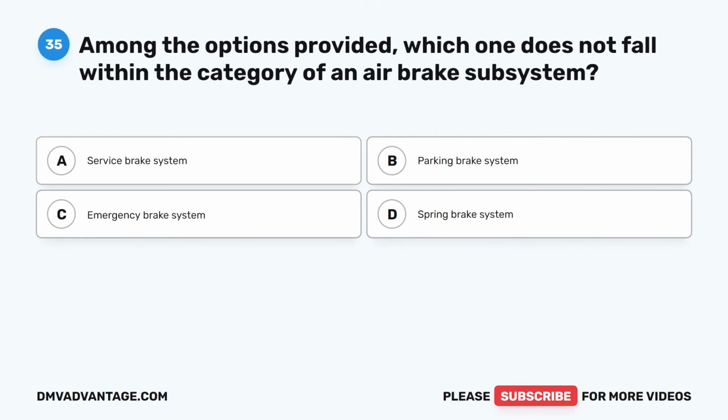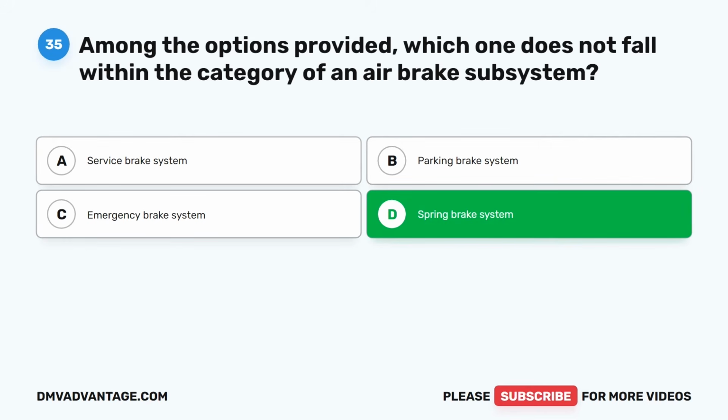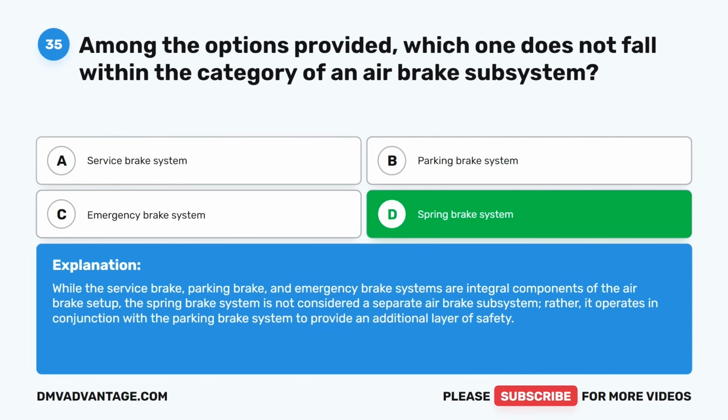Question 35. Among the options provided, which one does not fall within the category of an air brake subsystem? A. Service brake system. B. Parking brake system. C. Emergency brake system. D. Spring brake system. The correct answer is D. Spring brake system. While the service brake, parking brake, and emergency brake systems are integral components of the air brake setup, the spring brake system is not considered a separate air brake subsystem.